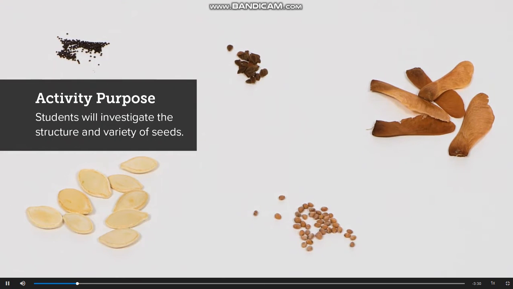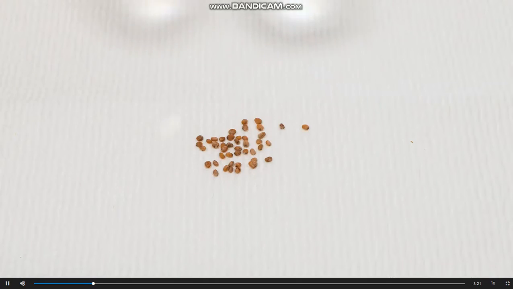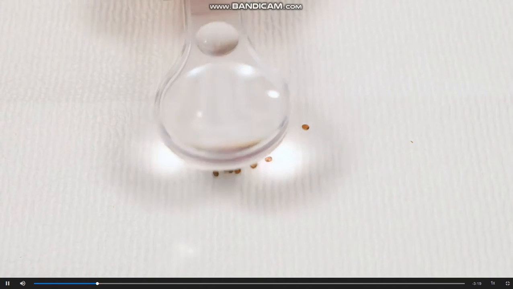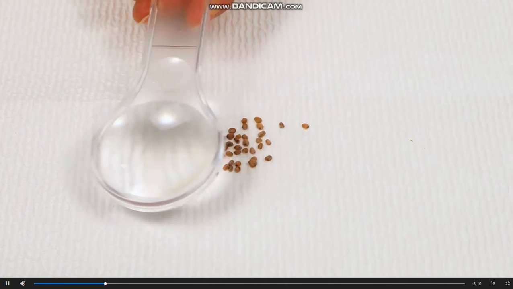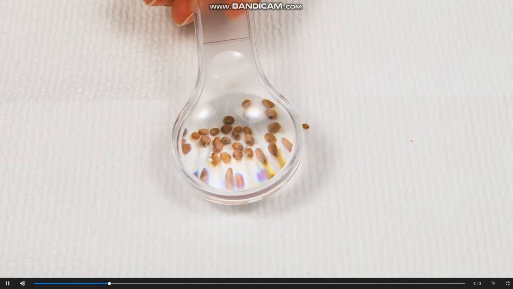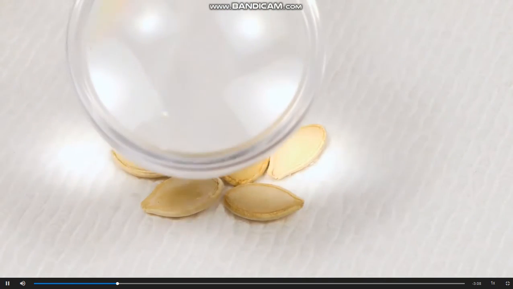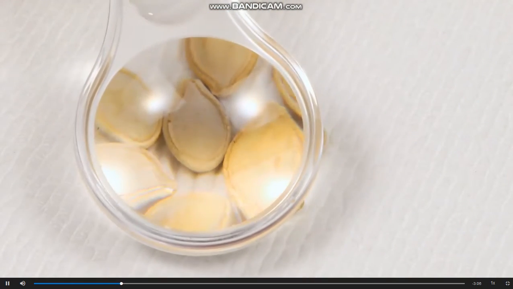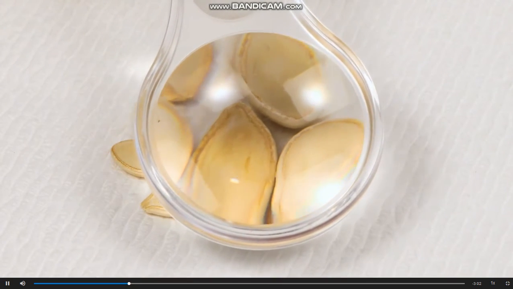The purpose of this activity is for students to investigate the structure and variety of seeds. Students will use a hand lens to look carefully at the structure of different types of seeds. They will pay close attention to the color, shape, size, and texture of each seed. As part of the activity, students will use descriptive words to explain what they observe. They will also draw a picture of each seed, showing what they have observed.